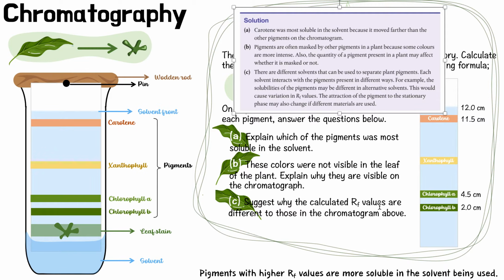Why the calculated Rf values are different to those in the chromatogram above. So we know you can get different Rf values depending on what solvent you use. Maybe this solvent is very good at moving carotene very far. Carotene loves this solvent, but maybe if you use another solvent, chlorophyll will love that solvent, and so chlorophyll will move very far. So the results you will get will depend on your solvent, okay? So a different solvent will show you a different result, so bear that in mind. It's not going to be the same result with every solvent, so it's going to depend on what solvent you use. Okay, awesome. Okay, so that was a lot.